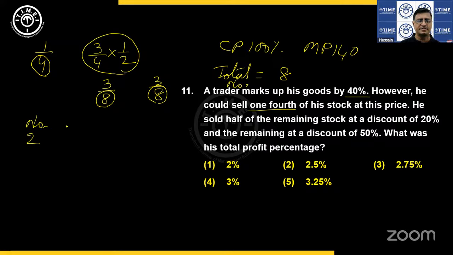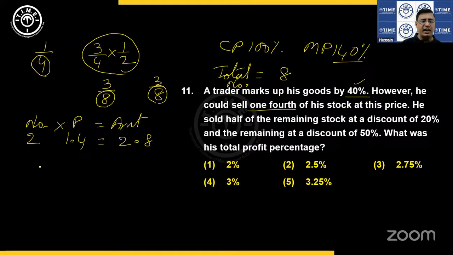Number of articles. What about the price? However, he could sell 1/4 of his stock at this price. At this price means at a 40% hike, increase in the value. 140% means 140 by 100 means 1.4. Multiply these two, it will give the amount. What is the product here? 2.8. Now 3/8 of 8 means that is 3 articles. The remaining articles is 3.